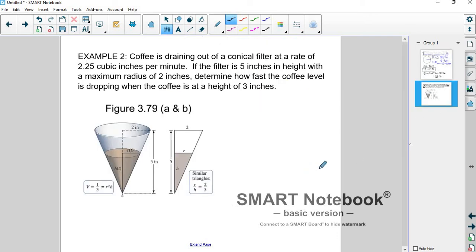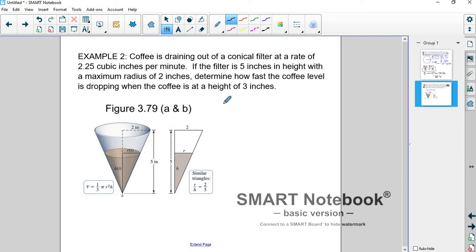Example 2. Coffee is draining out of a conical shaped filter at a rate of 2.25 cubic inches per minute. The filter is 5 inches in height and has a radius of 2 inches here at the maximum part. Determine how fast the coffee level is dropping when the coffee is at a height of 3 inches.